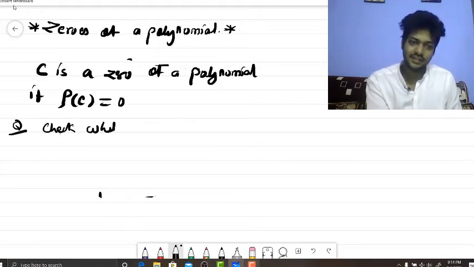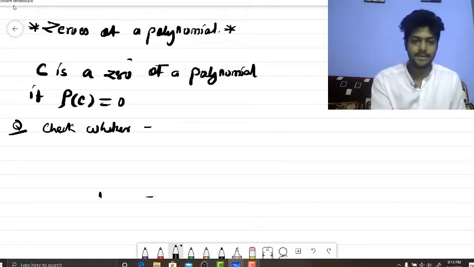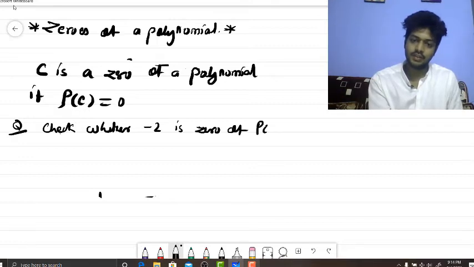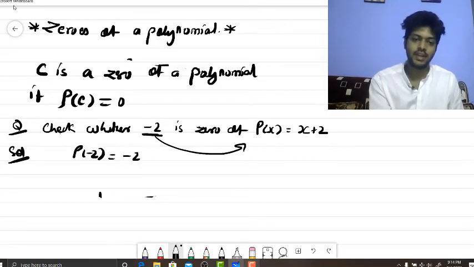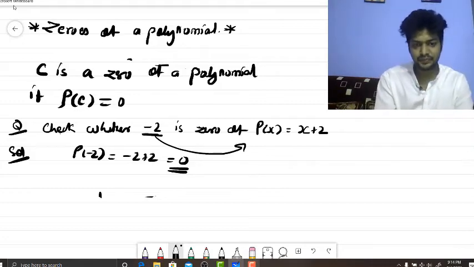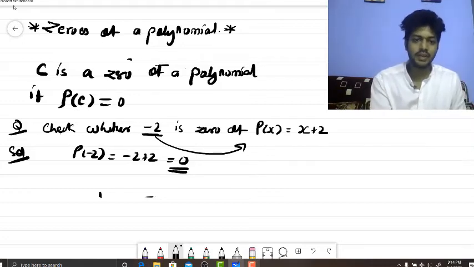So I'm going to give you a short question. Check whether minus 2 is a zero of p(x) equals x plus 2. How will you check? It's pretty simple. You put the value in the expression. p(minus 2) comes down to minus 2 plus 2 equals 0. So here you get the value of the expression as 0. Therefore minus 2 is a zero.